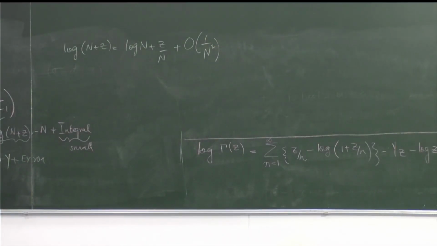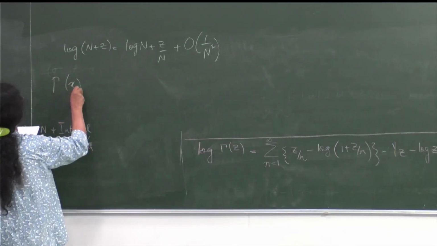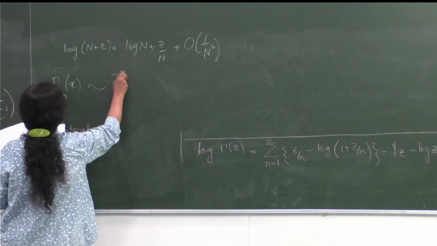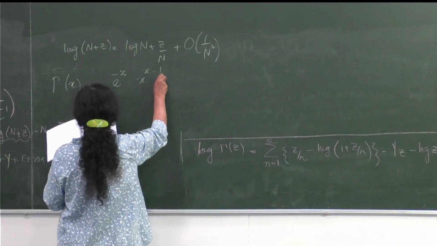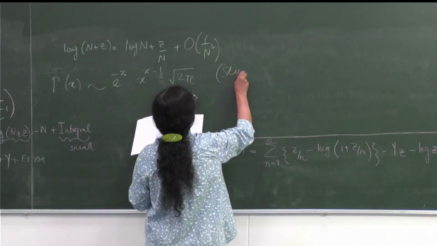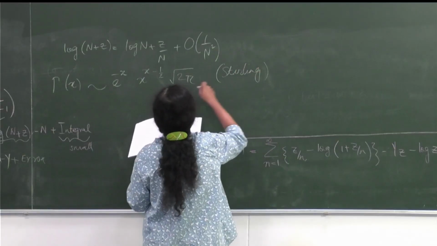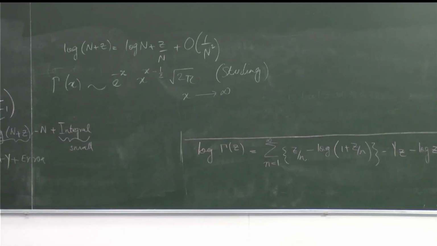And in this kind of cases, what you use is Stirling's formula, which says gamma of x is asymptotic to exponential of minus x, x to the power x minus half, square root of 2 pi. This is Stirling's formula, and you let x go to infinity. So now everything is done. We have all the terms that are required. You can verify if you have all the terms or not.